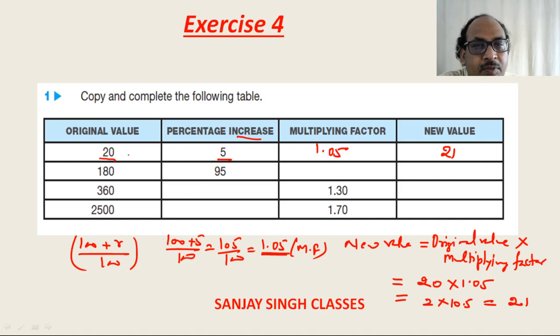Similarly, we are given 180 as the original value. Percentage increase has taken place as 95. So the multiplying factor will be 100 plus 95, so 195 by 100, which will be equal to 1.95. And now we need to multiply. The new value will come as 180 into 1.95. Okay, so we need to multiply, and it is giving us 351.